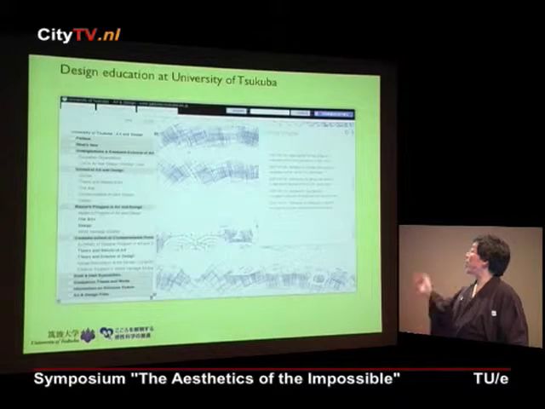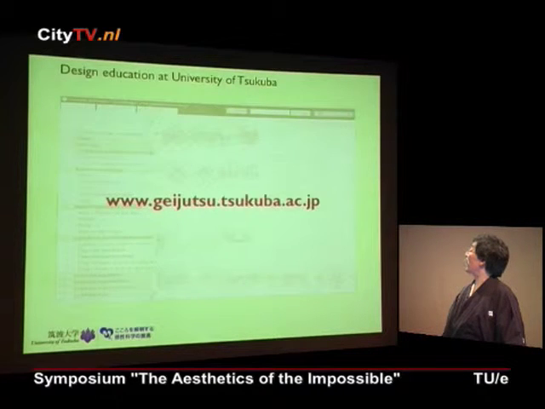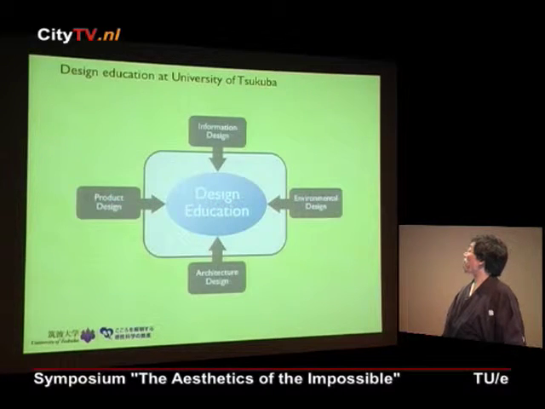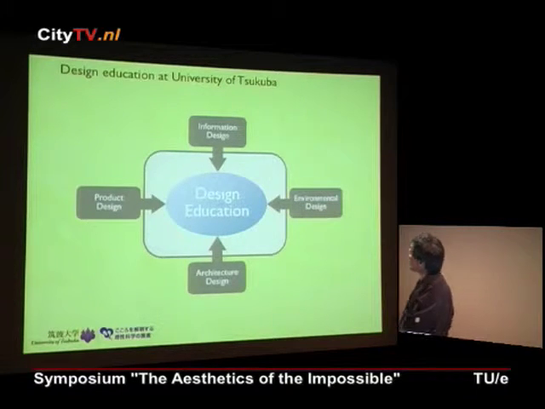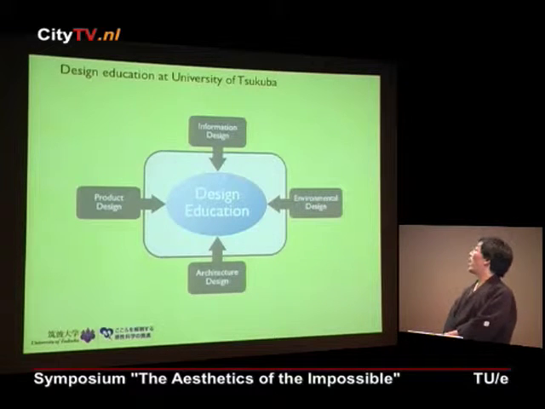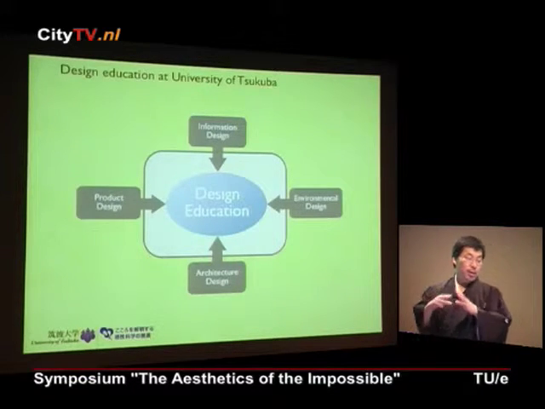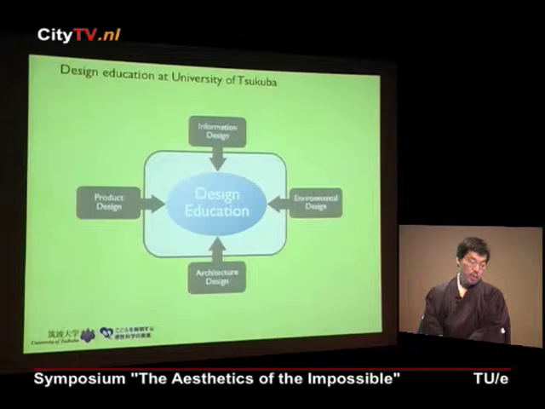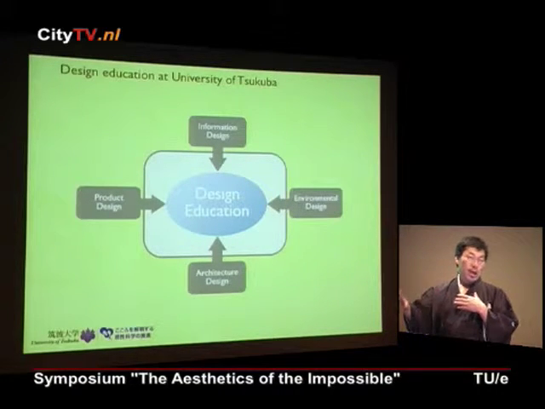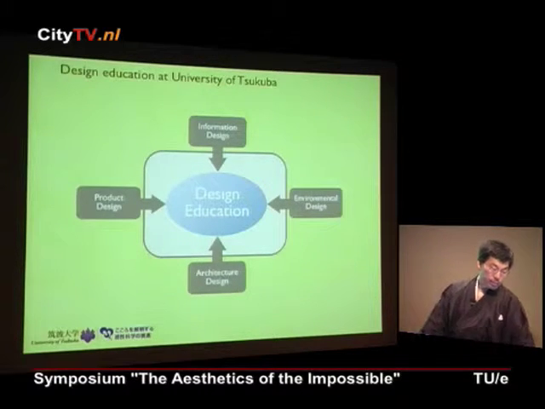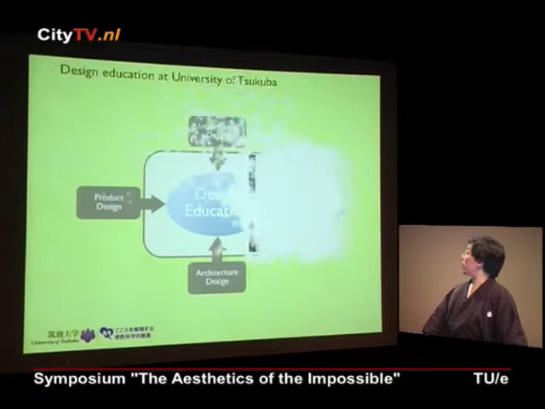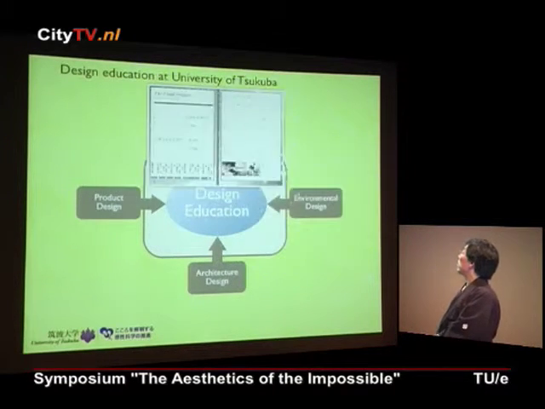Talking back to the undergraduate school, we have the website, and in undergraduate research education we have four different categories. All together, we try to educate designers who have architectural knowledge and skill and information design skill together. Those are the sum of the achievements of the undergraduate schools.